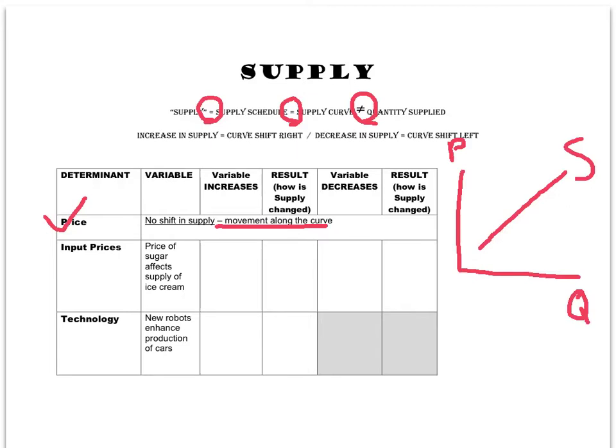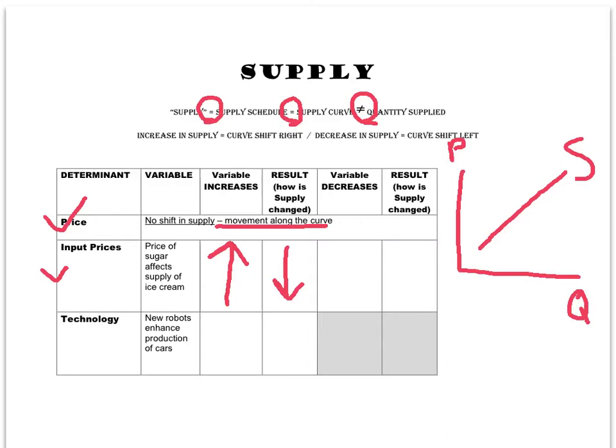The first is input prices, ingredient prices. For example, sugar, an input in ice cream. How does the price of sugar affect the supply of ice cream? Well, let's say the price of sugar goes up, our variable increases. Now, remember, supply, think about sellers, think about the sell side. If the price of sugar goes up, am I more or less likely to sell ice cream? I'm less likely to sell the same quantities of ice cream at the same prices because it's less profitable. So when the input prices go up, the supply is going to shrink, to shift to the left.